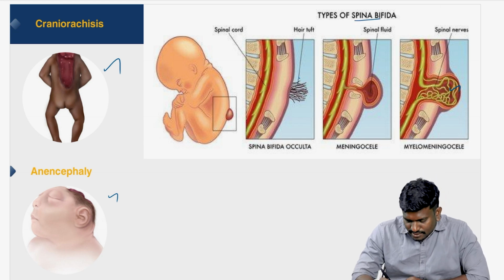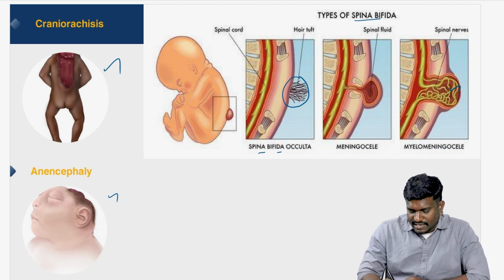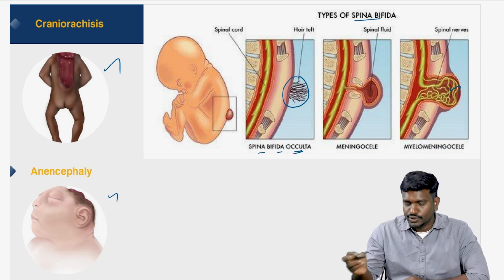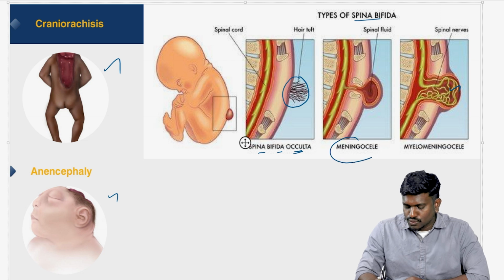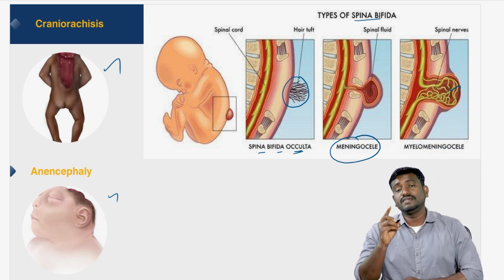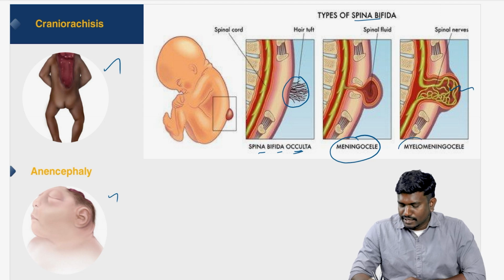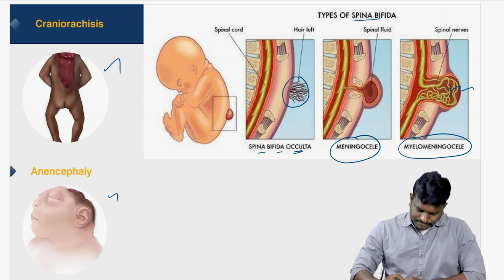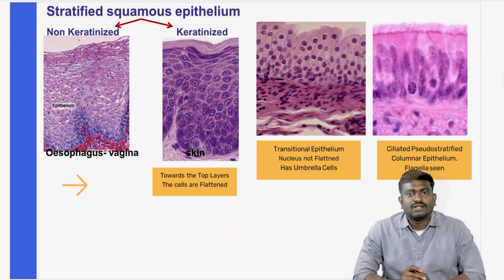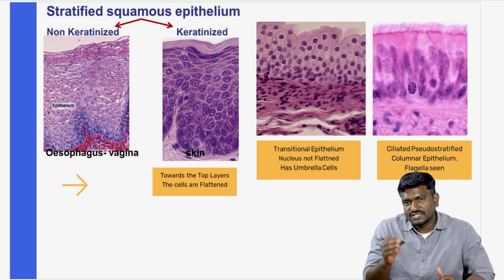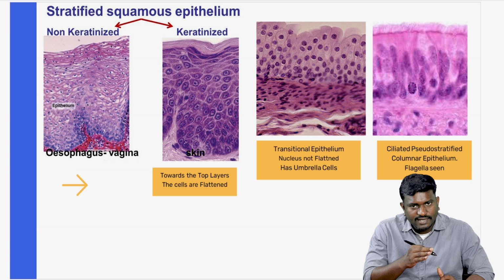When there is tuft of hair, it is called as what? Spina bifida occulta. When there is accumulation of spinal fluid, it is called as what? Meningocele. When there is going to be involvement of the spinal nerves, it is called as myelomeningocele. Yeah.